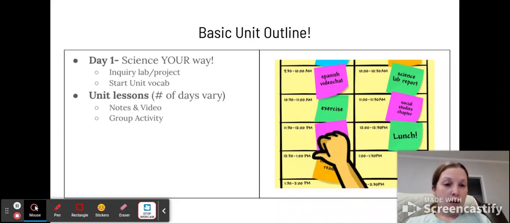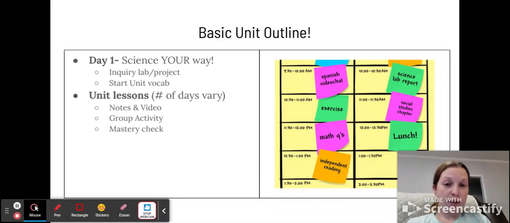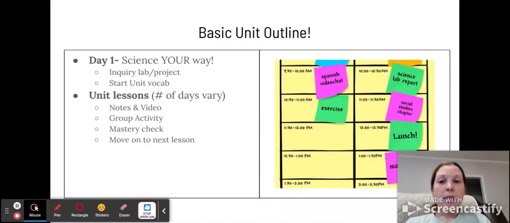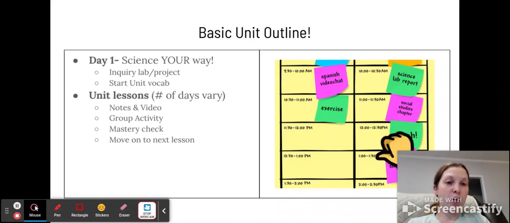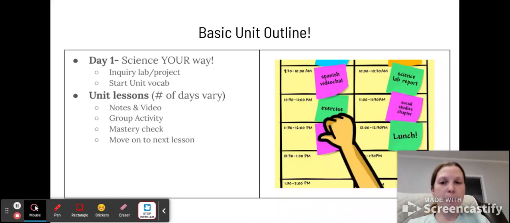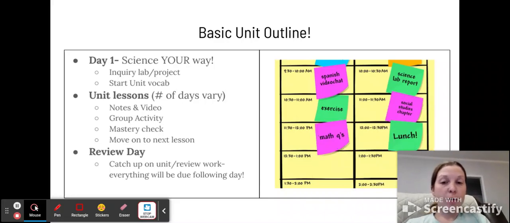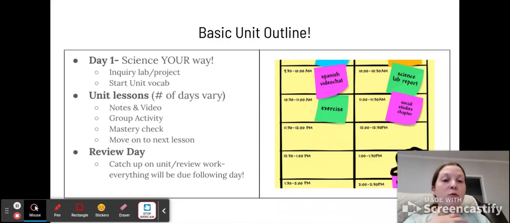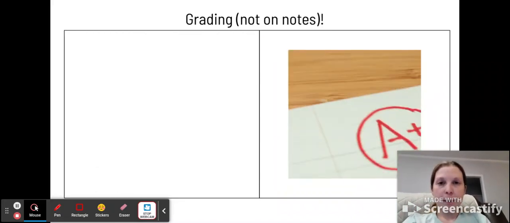You'll have a notes set and a video, a group activity, and then a mastery check for each lesson. Then once you finish those, you move on to the next lesson, especially if you're waiting on me to grade your mastery check, because if I have a lot of people turning them in at one time, I may not get yours graded during that class period. So go ahead and move on to the next lesson. Don't wait on me. You'll have a review day. This is just a day to get caught up on stuff for the unit, as well as reviewing for the test, and the test will be the following day.